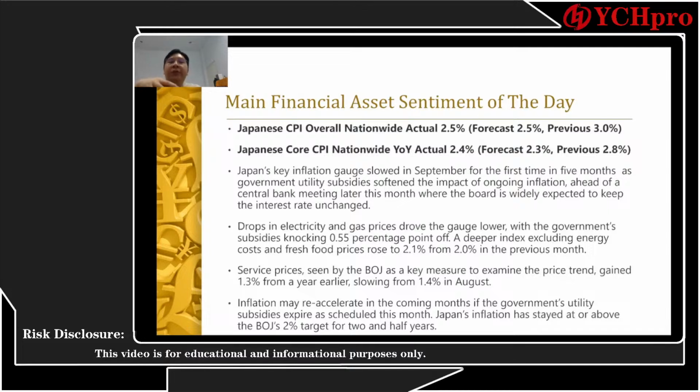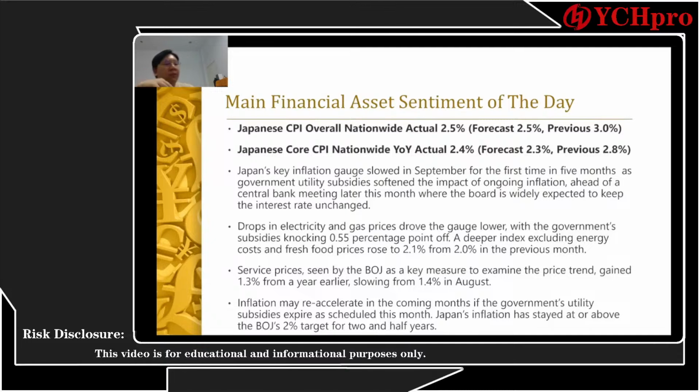And it was due to the drops in electricity and gas prices that drove the gauge lower, with the government subsidies knocking off 0.55%. So without that, Japan's inflation would still remain the same 3%, and the core inflation data with a deeper index inflation, excluding energy costs and fresh food prices, still managed to rise 2.1% from 2%. But the most important price trend that also the BOJ is looking at is the service price, which has been slowing down from 1.4% to 1.3%.